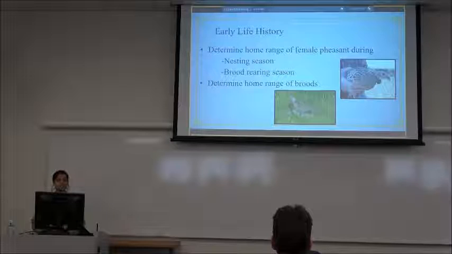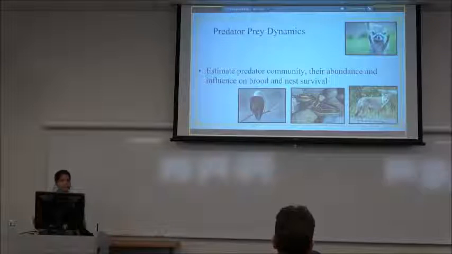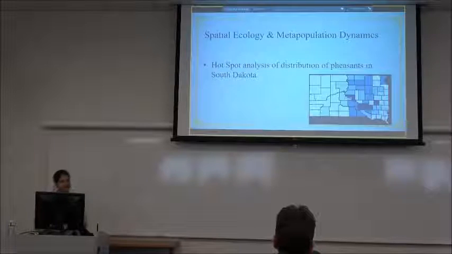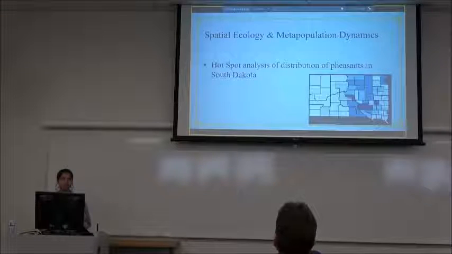My fourth objective will be about determining the home range of female pheasants, mostly during the nesting season and brood rearing season, and I'll also be looking at the home range of broods. My fifth objective will be to estimate the predator community, their abundance, distribution, how they interact with landscape heterogeneity, and further influence brood survival and nest survival in the study area. And finally, my last objective will be to do a hotspot analysis of the distribution of pheasants in the state, and that will help me in understanding their spatial ecology, how they interact with landscape heterogeneity in total, and how that guides their metapopulation dynamics.